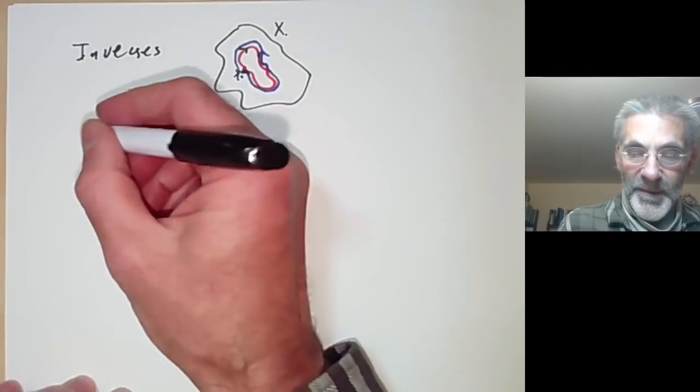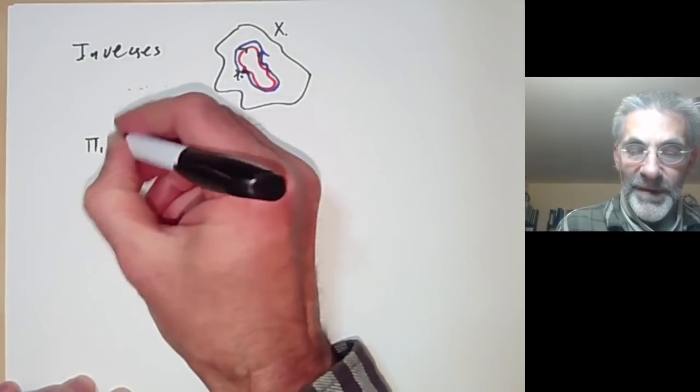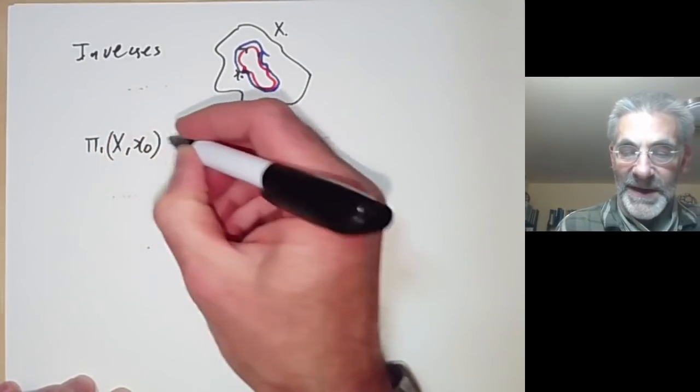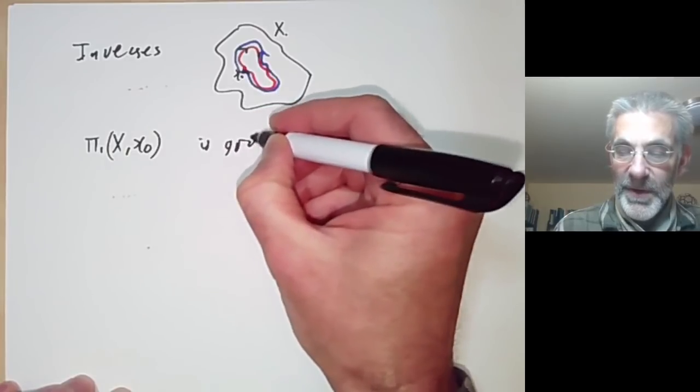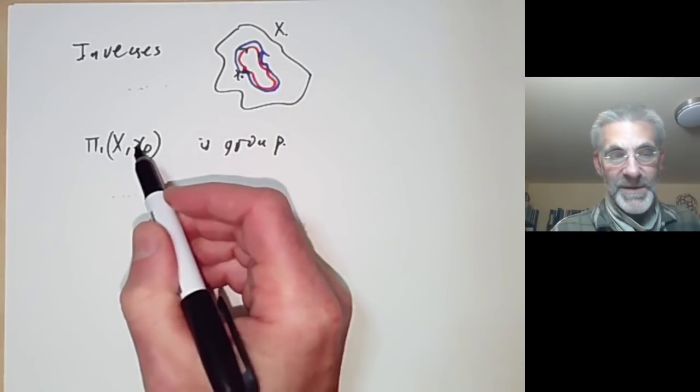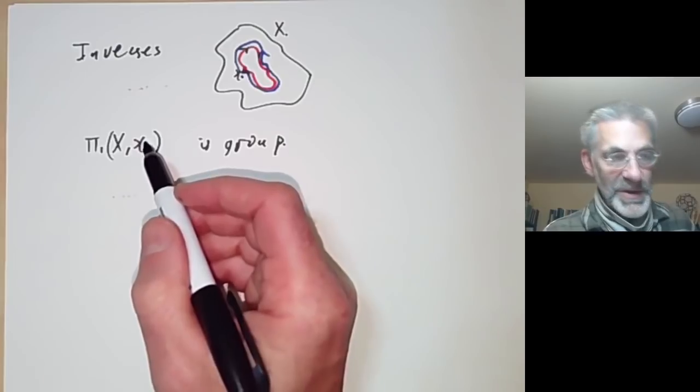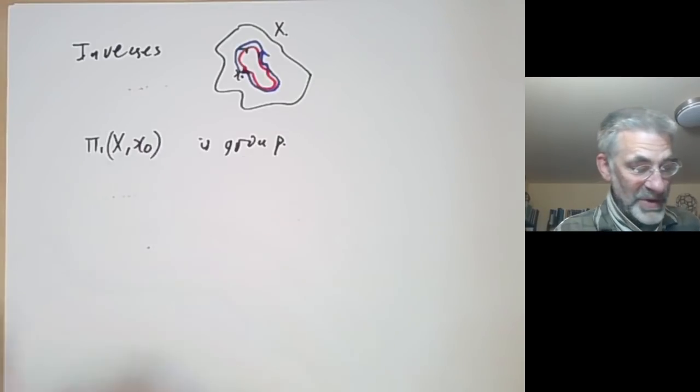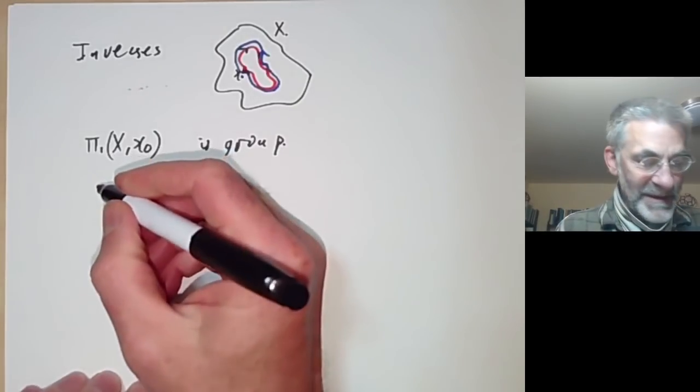So the homotopy group pi1 of X with base point x0 is actually a group. And that's because you're only taking loops up to homotopy. If you didn't take them up to homotopy, it wouldn't be a group. Now let's calculate it for some spaces.